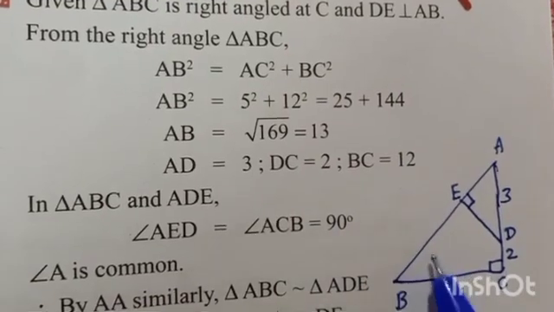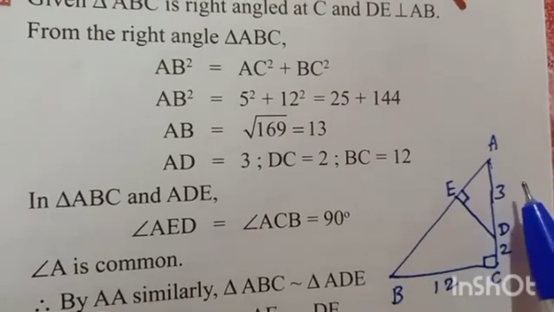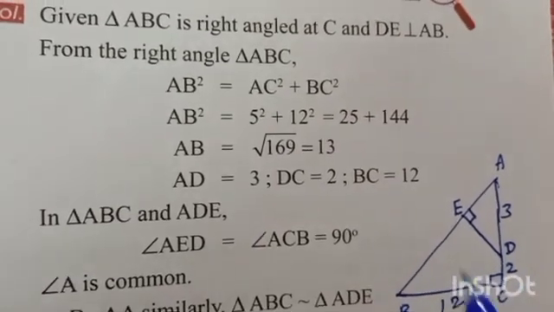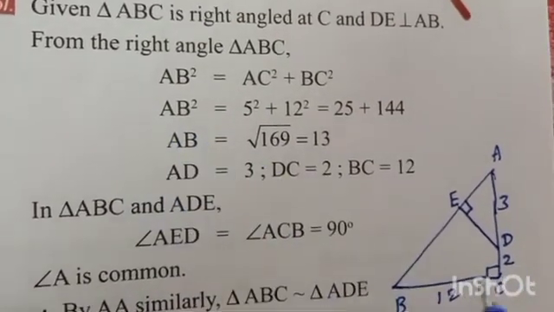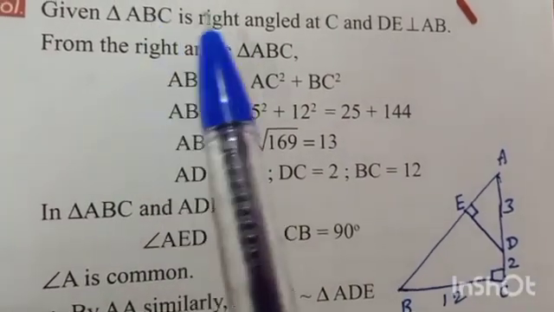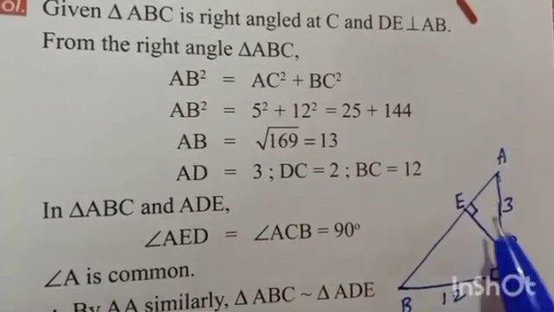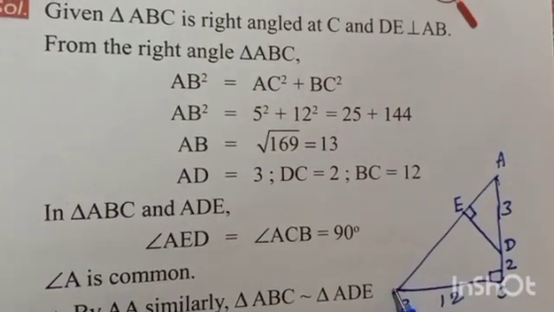Students, first you have to draw the given diagram. The diagram is given in the question itself. You have to draw its sides. Then what is given in the question? Given triangle ABC is right angled at C. It is given in the question, and also given that DE is perpendicular to AB.